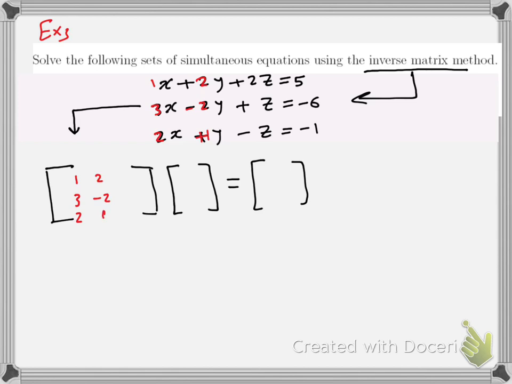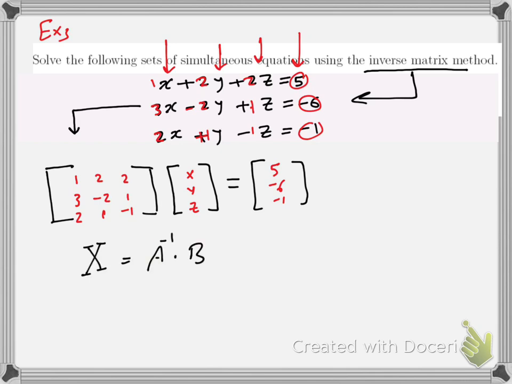The coefficients of z, I have 2, and here 1, and here negative 1. Then 2 and 1 and negative 1. The variables here, I have variable x and variable y and variable z. Then here I have variables x and y and z. The free numbers, which are on the right side, I have here 5 and negative 6 and negative 1. Then here 5, negative 6 and negative 1.